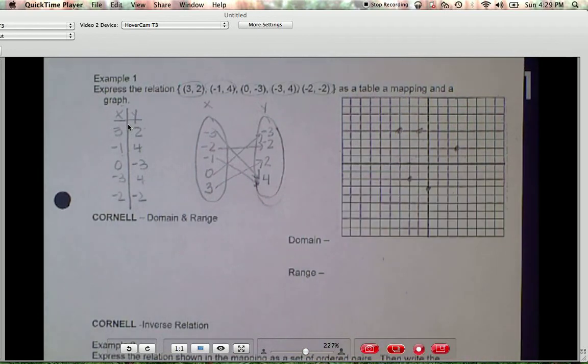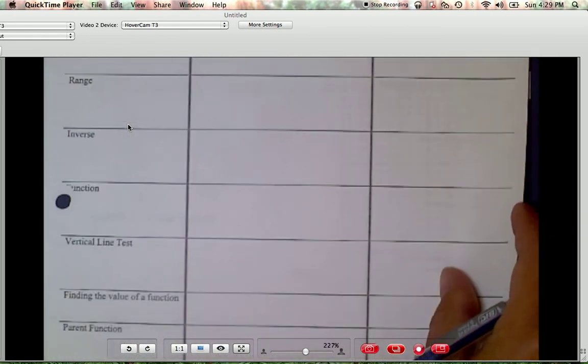Okay. Next, we want to talk about what domain and range are. And again, you can go to your Cornell sheet. We'll identify domain and range.